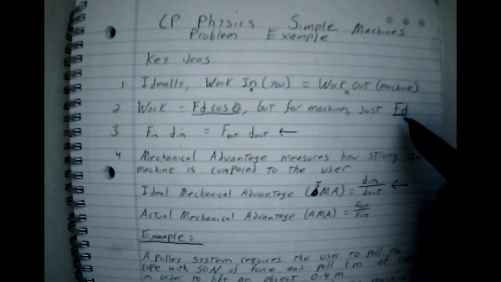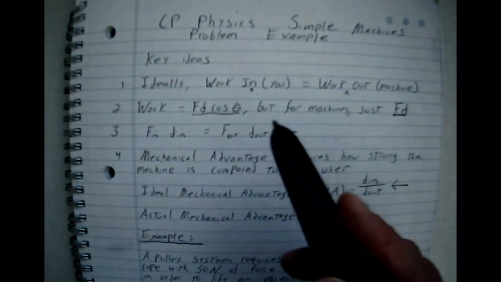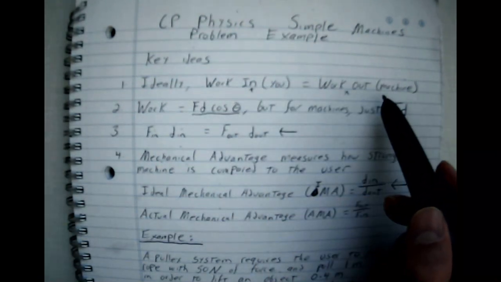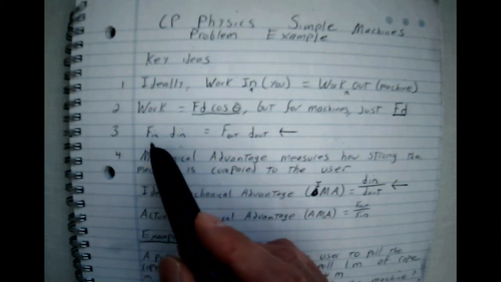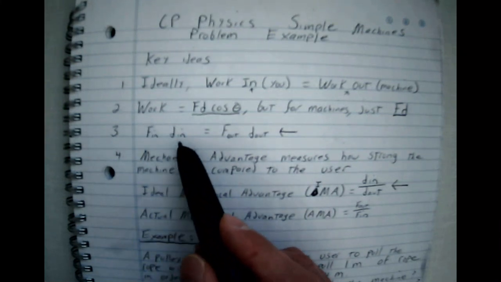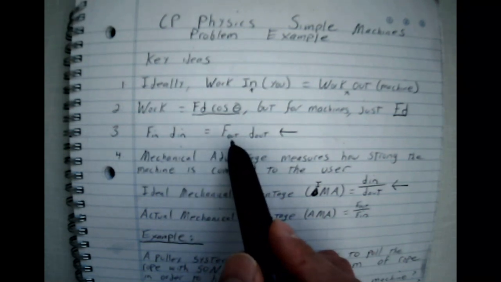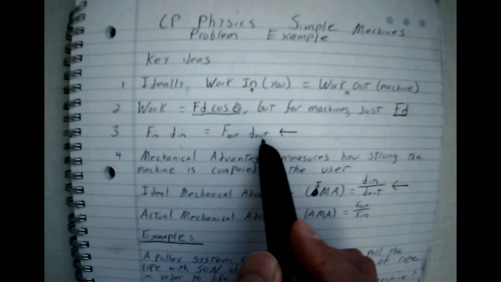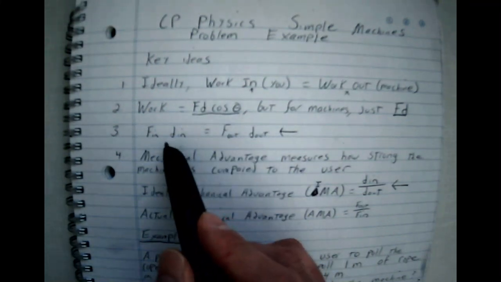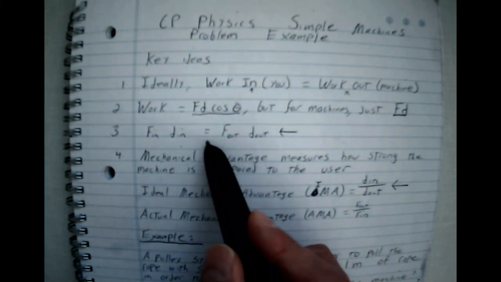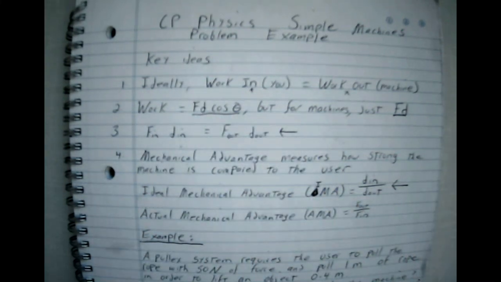So if we know that this is work, and we know that work in equals work out, then that means the force you put in times the distance over which you exert that force has to be equal to the force that you get out from the machine times the distance that the machine moves whatever it's trying to move. So this is the work you put in, and this is the work you get out. That's the ideal idea.